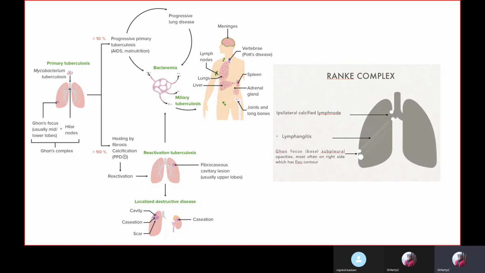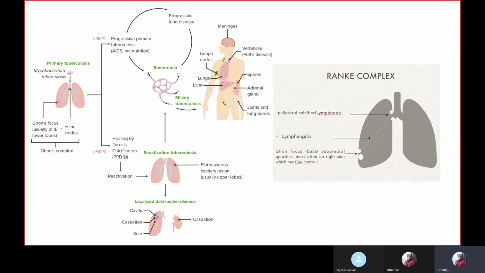Now, again coming to the primary tuberculosis. Usually the primary tuberculosis affects the middle or the lower lobes, whereas the secondary usually affects the upper lobes. This is another feature for TB. So the primary ones usually affect the mid or lower lobes.